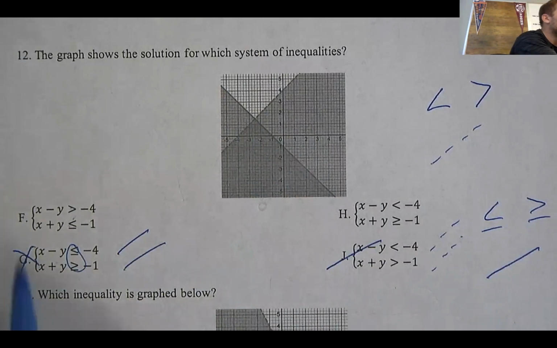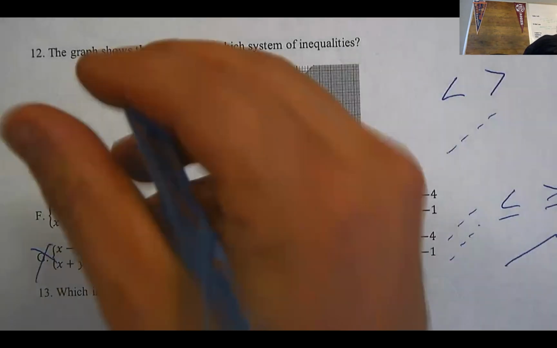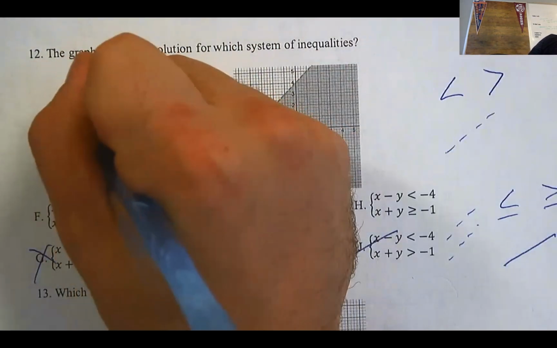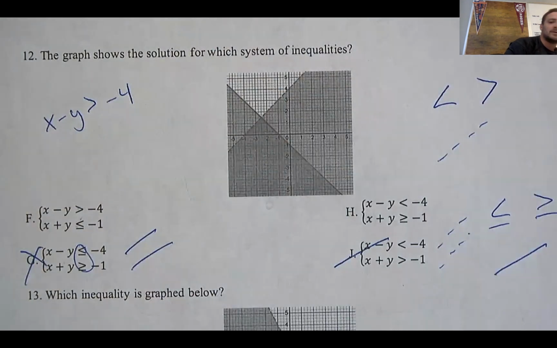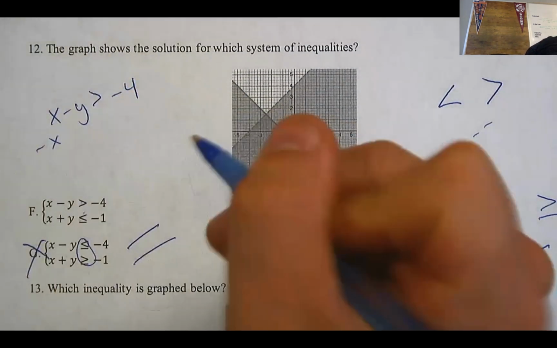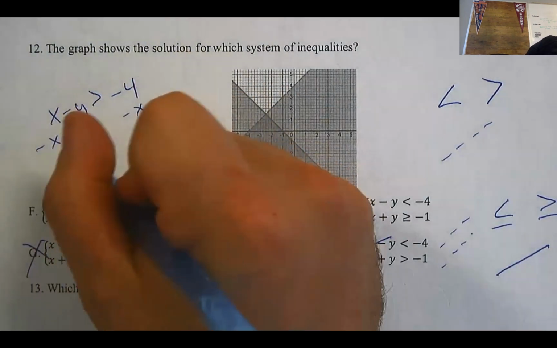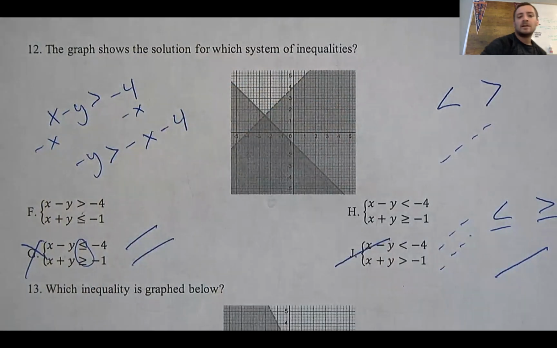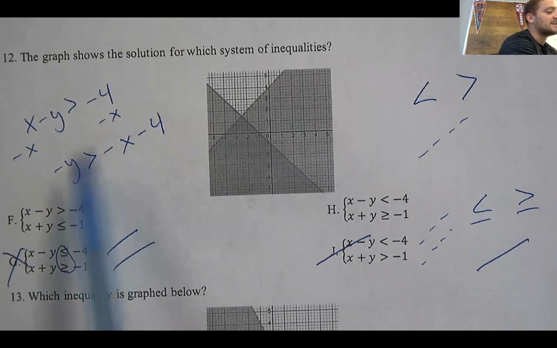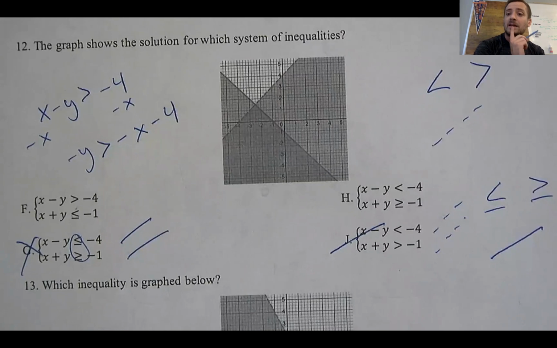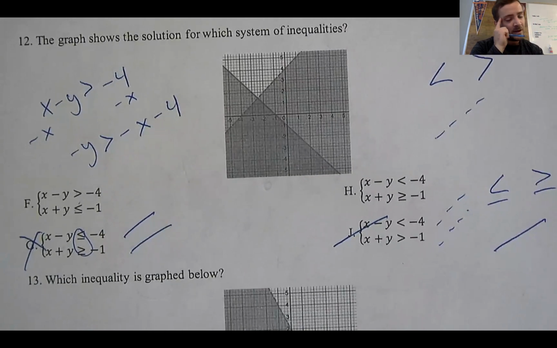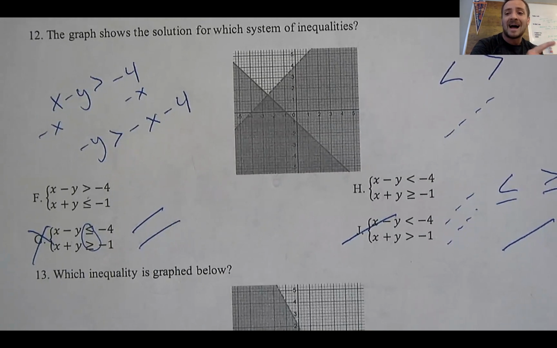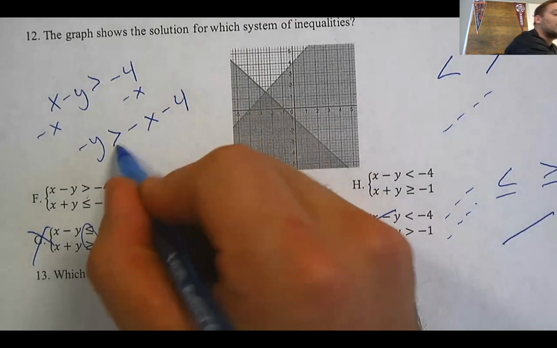Okay? All right, now we're going to have to do a little bit of work to get them into y equals mx plus b. So let's start with answer choice F. So x minus y is greater than -4. We need to subtract x, so we get -y is greater than -x minus 4. Now, some of you are probably saying, hey, we can use that trick where we just change all of the signs. That is true. But if you're going to use that trick, you need to remember that that is technically dividing by -1. And when we divide by a negative, I need to flip my inequality.